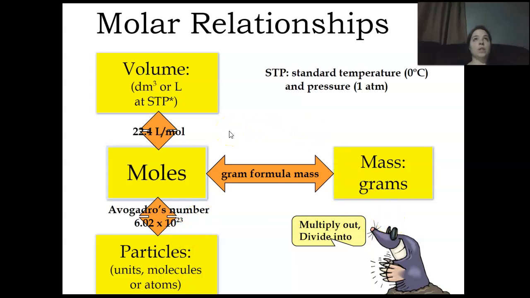Volume, you're gonna see dm cubed, liter at STP. And again, STP, standard temperature and pressure. Standard temperature is 0 degrees Celsius. Pressure is 1 atm or atmosphere. One thing you gotta realize is when you are going out from the mole, it is going to be multiplying. If I'm coming back into the mole, it is going to be dividing. Okay?